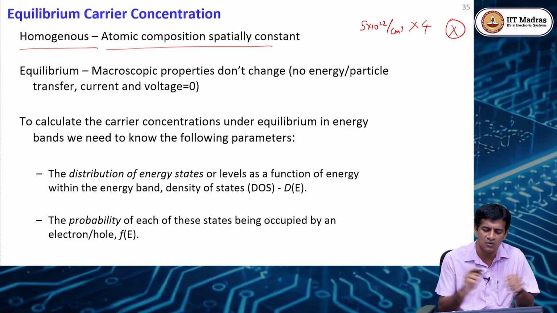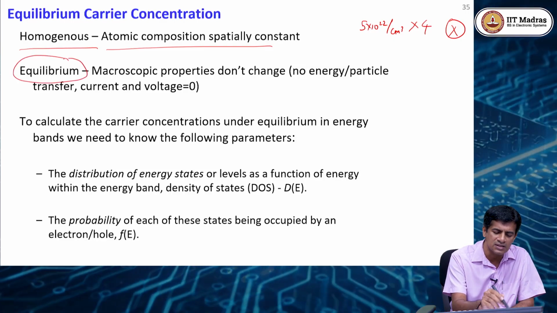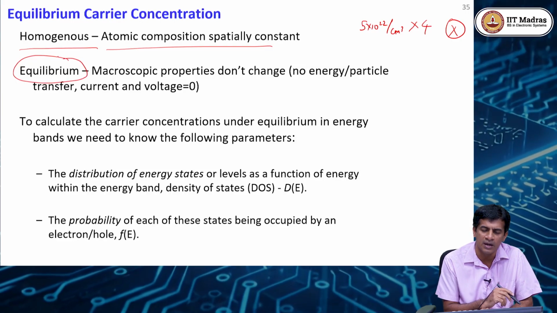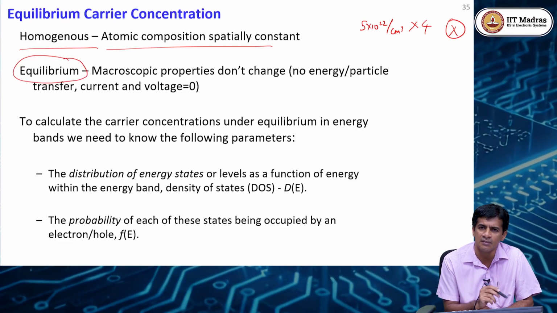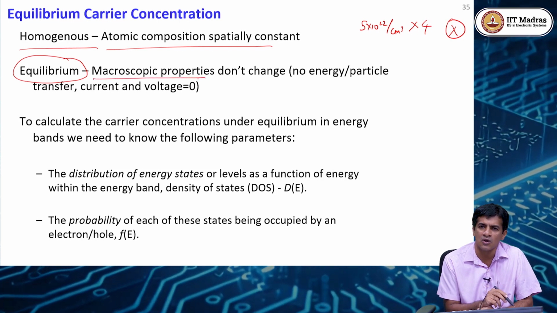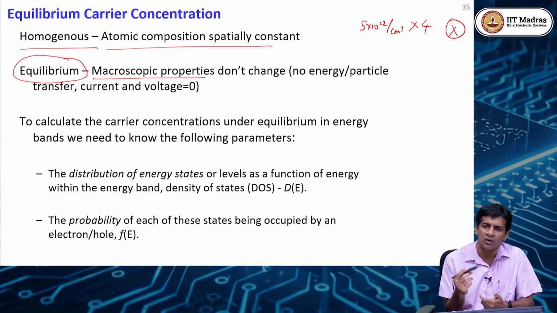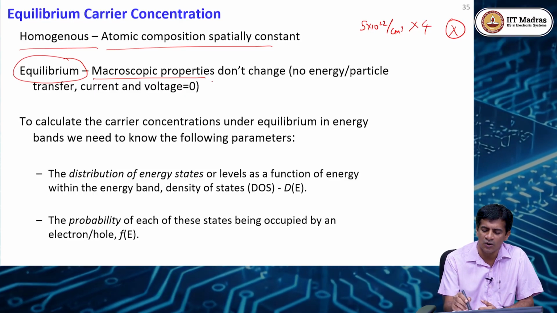Okay, so spatially it is constant. And also we consider the system under equilibrium. This is an important concept, equilibrium. What equilibrium means is that the macroscopic properties, if you try to measure a current or voltage or something, they don't change.